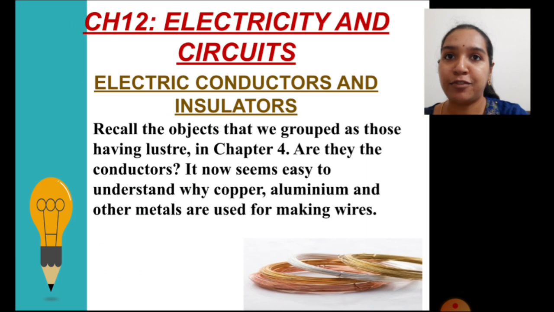Students, in chapter 4, you have learnt about sorting materials into groups, right? I hope you remember the lustrous property of objects like metals. So, are they all conductors of electricity? Think about it. Now you understand why materials like copper, aluminium and other metals are used for making electric wires, as they are good conductors of electricity.